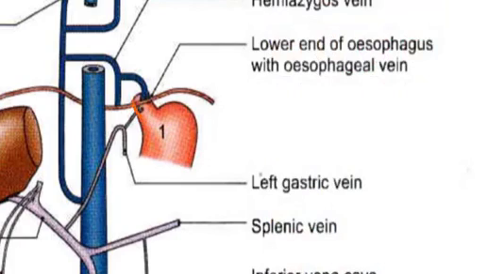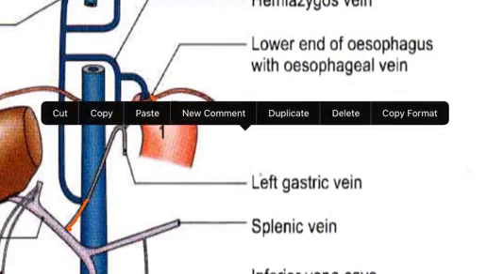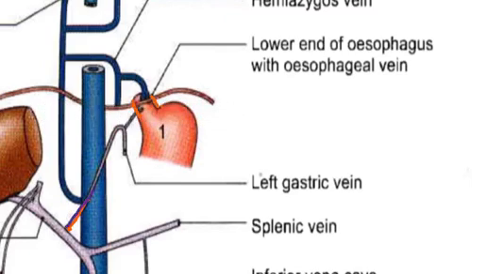So this is the lower end of the esophagus. And this lower end of the esophagus is getting a portal part. The portal part is contributed by the left gastric vein. So the portal vein that is anastomosing is the left gastric vein, and the systemic vein that is coming is the esophageal vein.